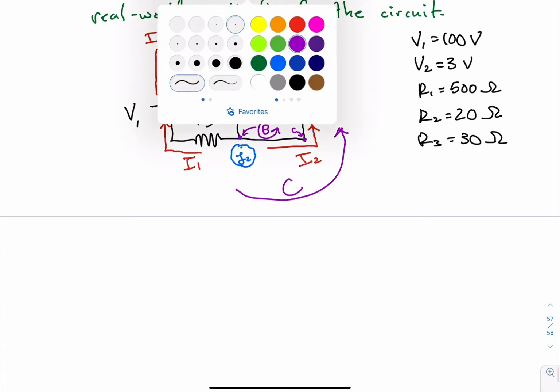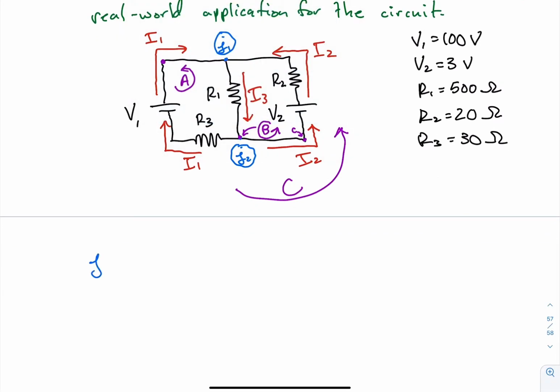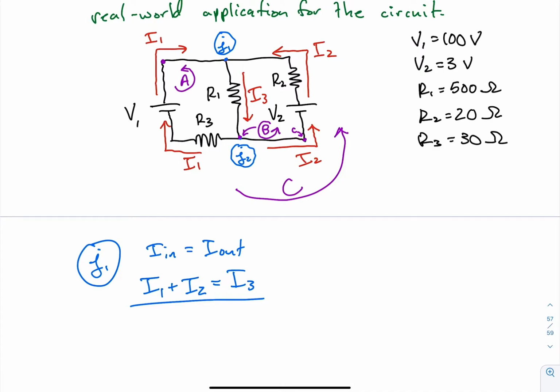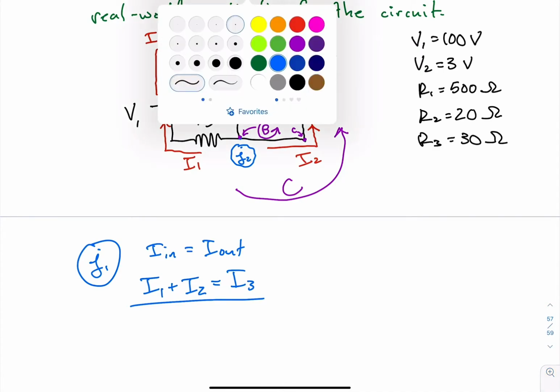Let's start with the simpler of the two, junction 1. We know that the current in must equal the current out, and from our picture we've got I1 and I2 going into junction 1 and I3 coming out. So I'll write I1 plus I2 equals I3. That's maybe not so helpful quite yet, but it may help us in the future.